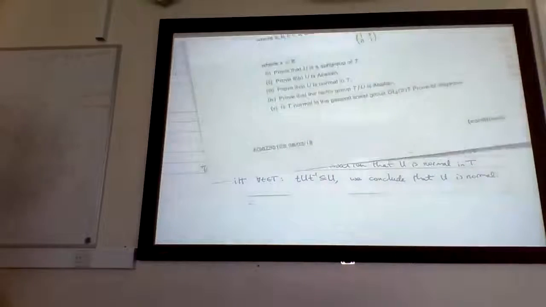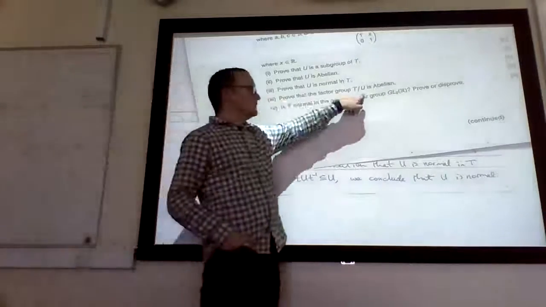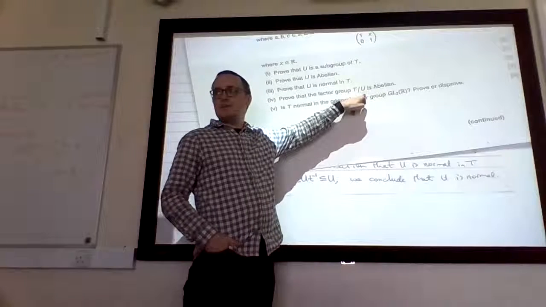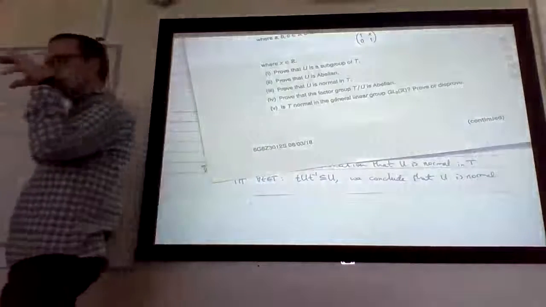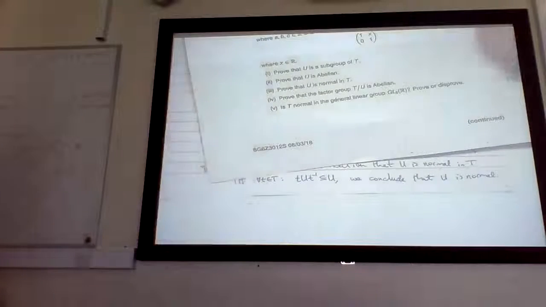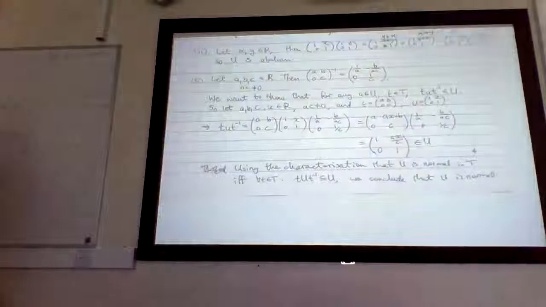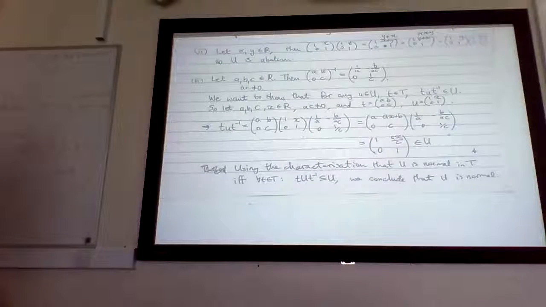Okay, so once you know it's normal, then the factor group exists. Where you factor out the large group T by this non-trivial normal subgroup, and so you get a simplified view of T. So prove that the factor group is abelian.